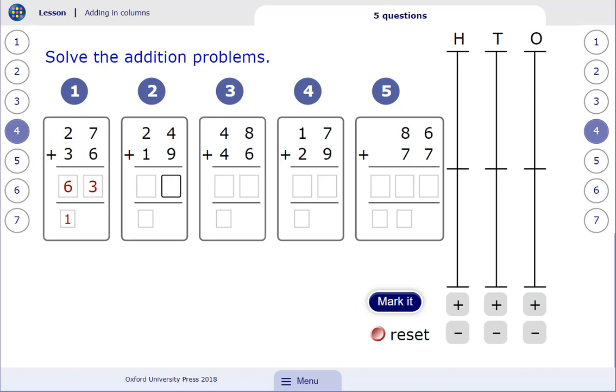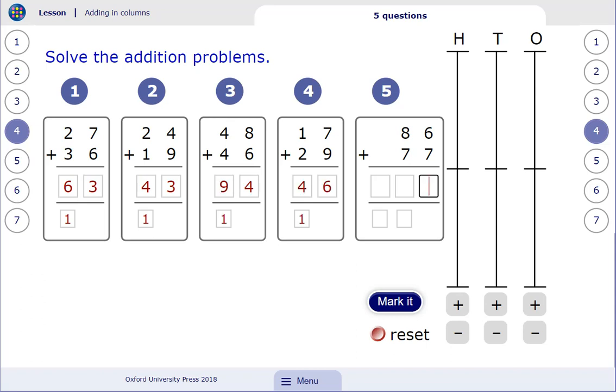Having a look at the next one. 4 plus 9 is 13, so I've got 3 ones. And then I'm adding my tens. 2 plus 1 is 3 tens, plus that 1 ten at the bottom is 4. Pause the video and have a go at questions 3 and 4, and then I'll come and talk to you about question 5.